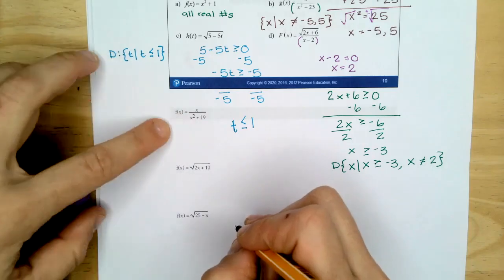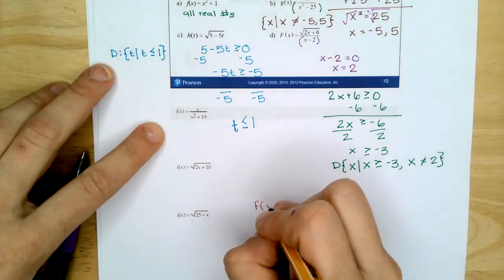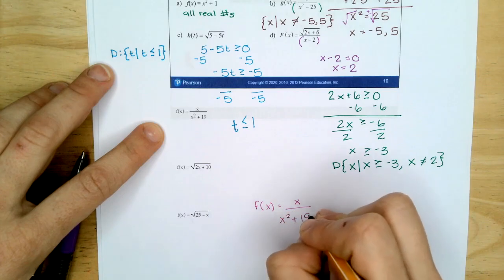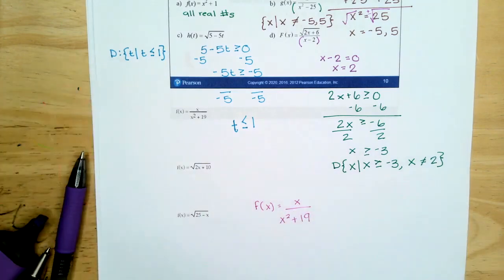So this one is f of x is equal to x over x squared plus 19. Obviously, what we're worried about is the x squared.